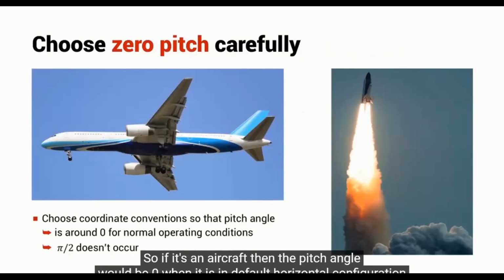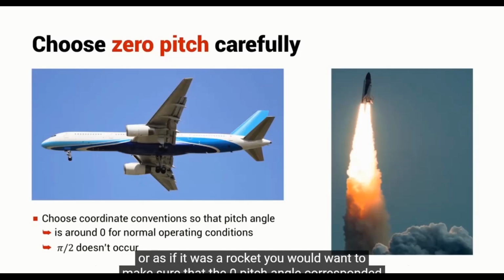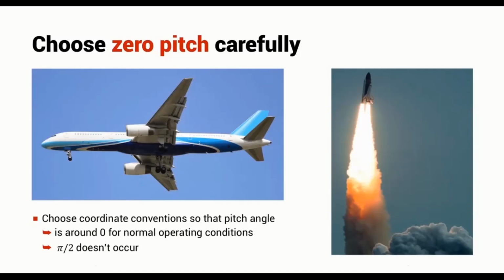So if it's an aircraft, then the pitch angle would be 0 when it is in the horizontal configuration. Whereas if it was a rocket, you would want to make sure that the 0 pitch angle corresponded to the condition of going straight up. You need to ensure that the situation where the pitch angle equals plus or minus 2 does not occur during normal operating conditions.